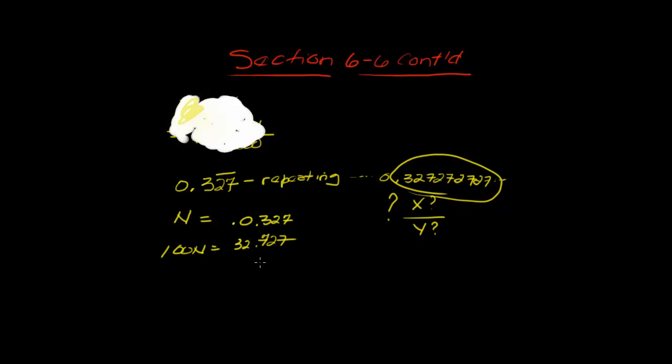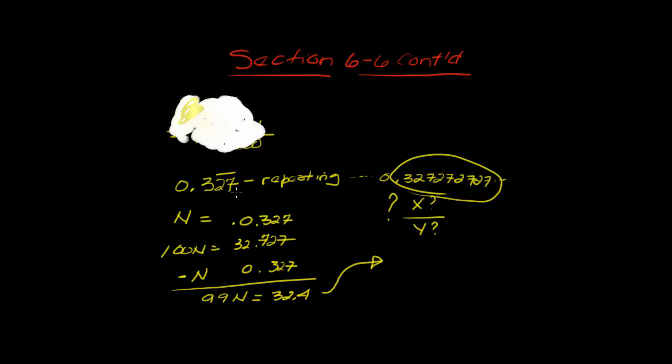Now, subtract from that n, minus n, so to speak, and we get 0.327, and we're left with 99n is equal to 32.4. Now, what we're going to do with that is, so follow this.